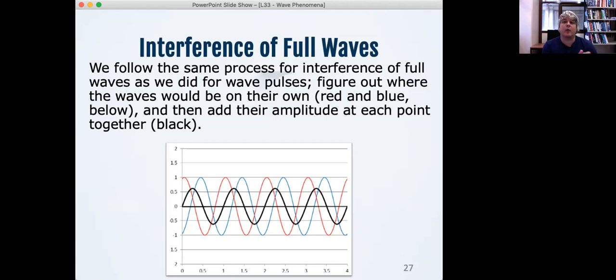And you just keep doing that all the way along the wave. Usually the waves will be repetitive like this one. And so you do it for one sort of wavelength and then you can repeat that pattern. Sometimes, though, they're not that simple.